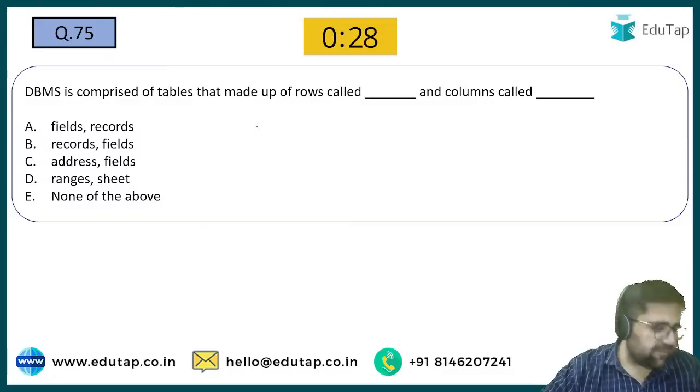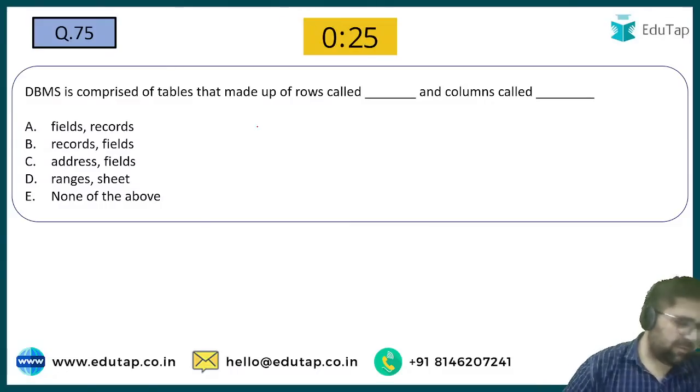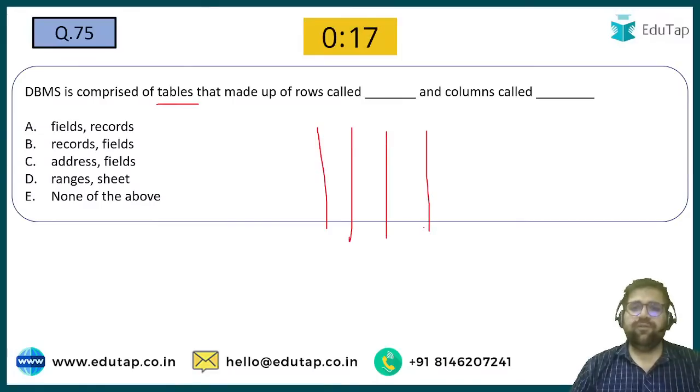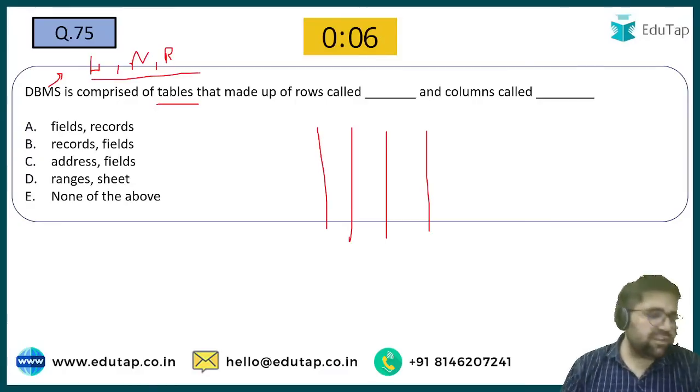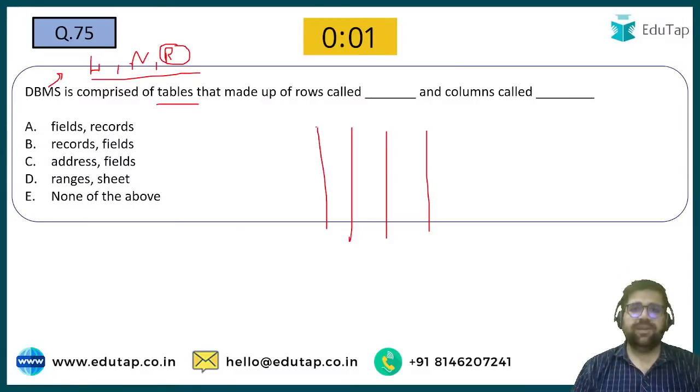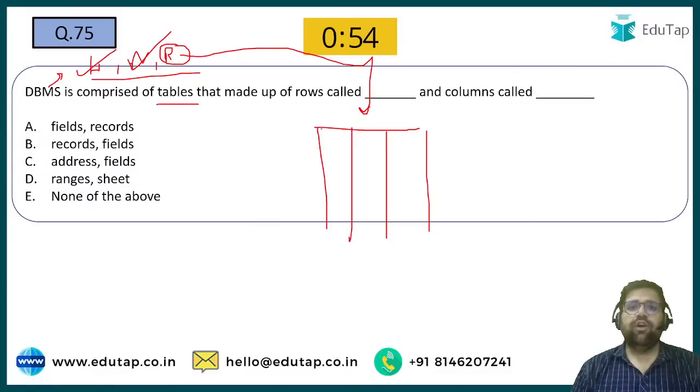Question number 75. DBMS comprises of tables. Now, what are tables? My friend, understand this. There are different kinds of DBMS. There is hierarchical DBMS, network DBMS, and relational DBMS. So there are three kinds of DBMS which you will see in computer language. First I am explaining what a relational database is. That will make your concept clear, then we will understand hierarchical and network. Relational is just in the form of tables. In tables, you will have columns: column 1, column 2, and column 3.